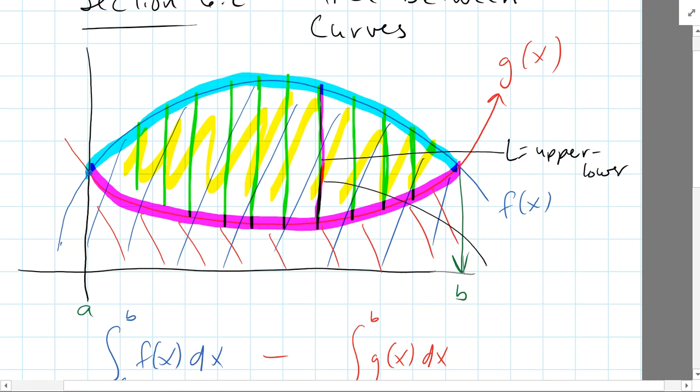Our length is equal to the upper curve, which is f of x, minus the lower curve, which is g of x. If we keep it that way, if we always do upper minus lower, we're guaranteed to get a positive length. If we integrate that from a to b, and we always go from left to right, we're guaranteed to get a positive area. What? If you didn't get a positive area, can you just flip it? Right?